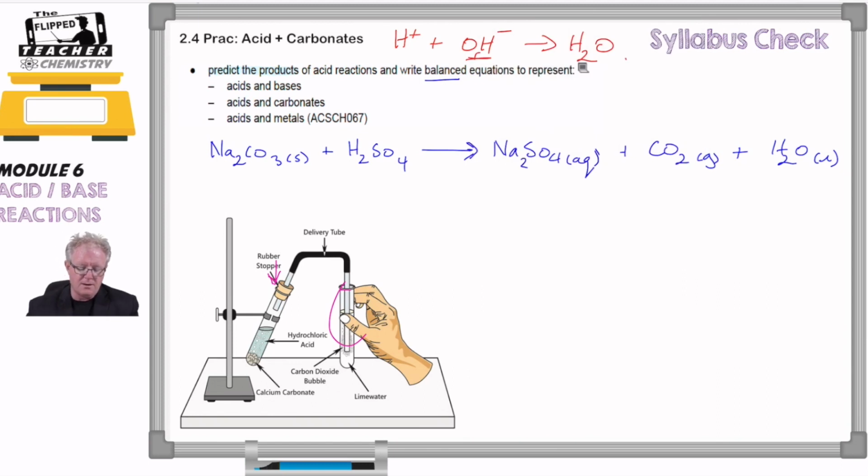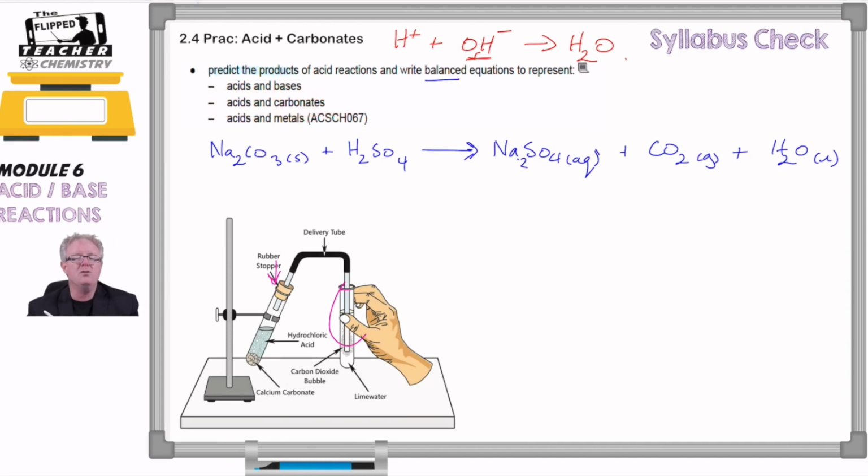Okay, now let's check out balancing it. All right, 2 sodiums, 1 sulfate. We've got 1 carbon. We've got 3 plus 4 oxygens, which altogether makes 7. So we've got 4, 5, 6, 7 oxygens. Okay, and the hydrogens 2. So that's all balanced. So there's just 2 examples of acid on carbonates.